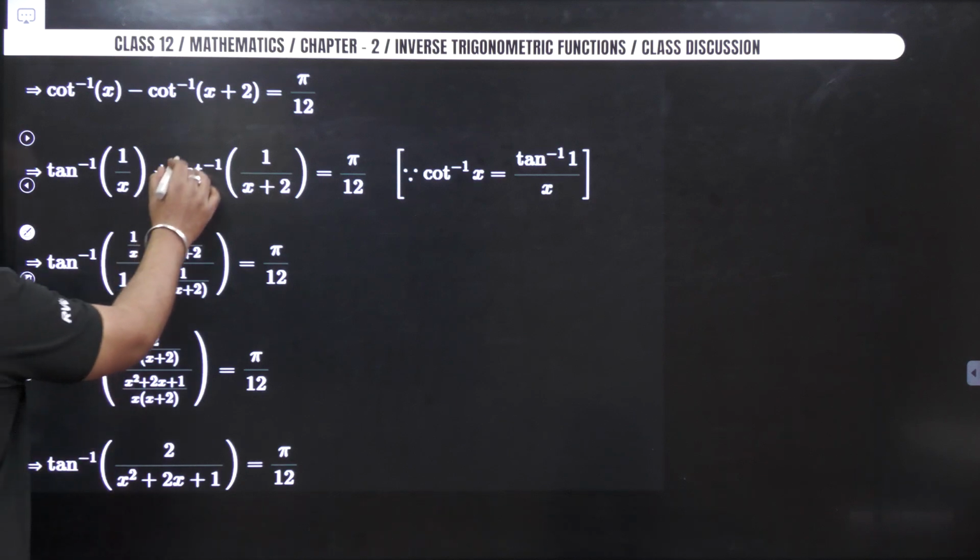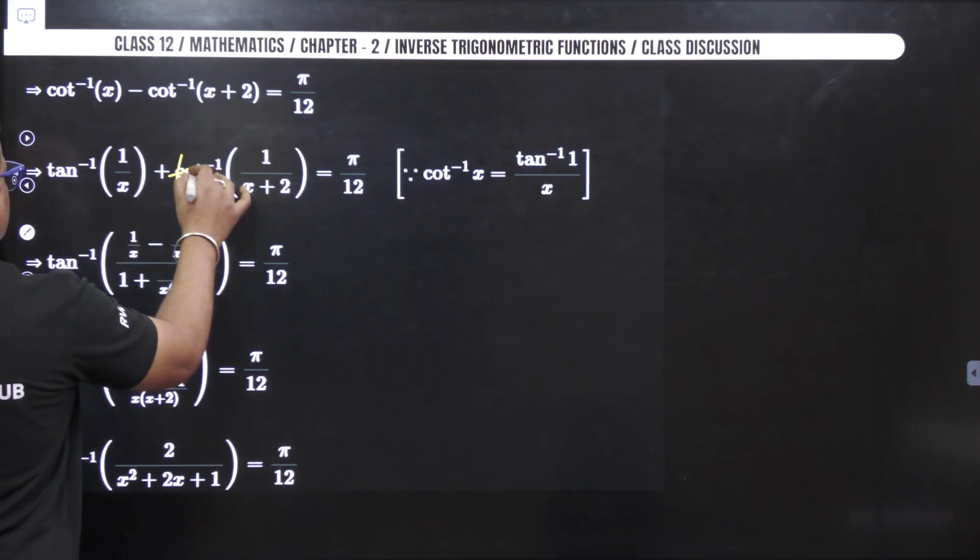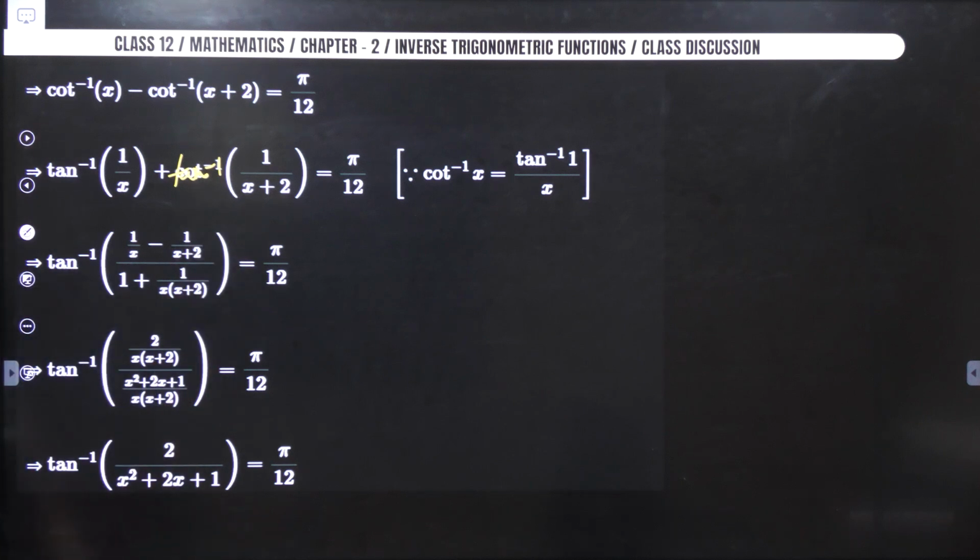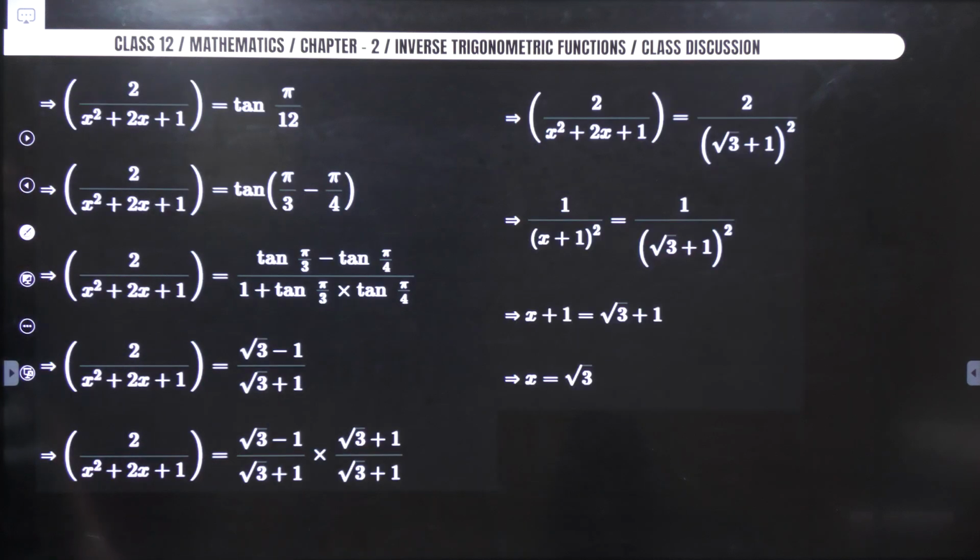This is tan inverse. Tan inverse of x minus y divided by 1 plus xy. So x into x plus 2 will be the LCM. This is getting cancelled. So this will be tan pi by 12.